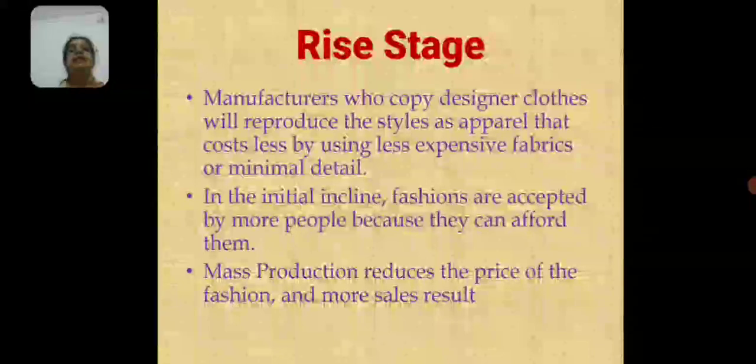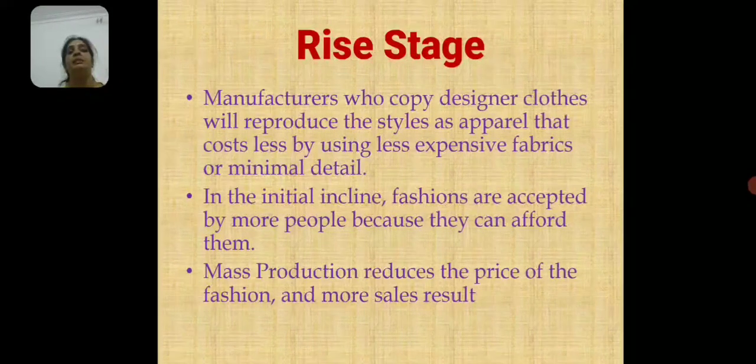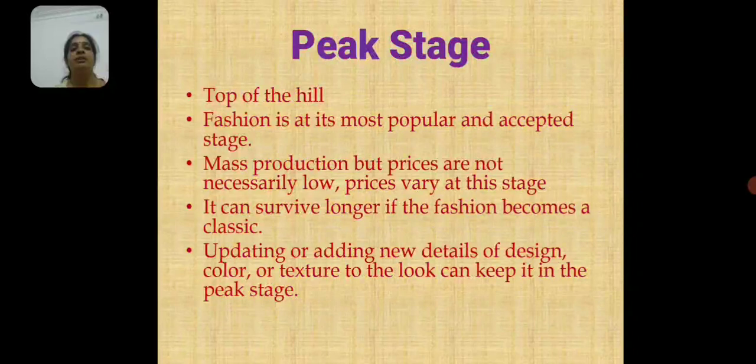The second stage is the rise stage. Manufacturers who copy designer clothes will reproduce the style as apparel that costs less, by using less expensive fabrics or minimal details. In the initial incline, fashions are accepted by more people because they can afford them. Mass production reduces the price of the fashion and more sales result.